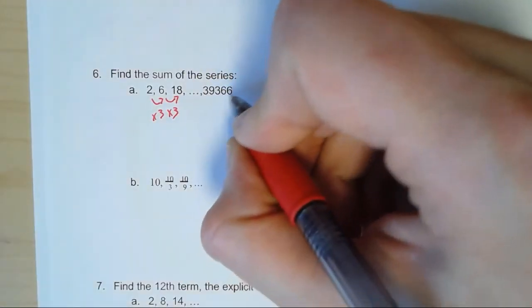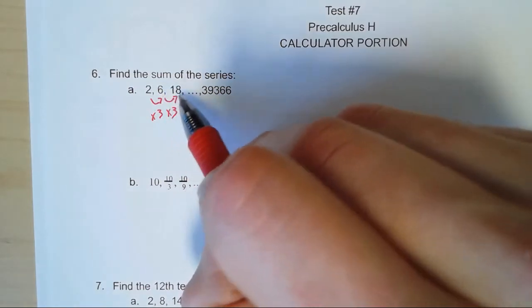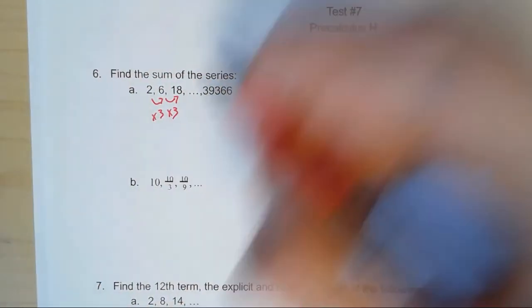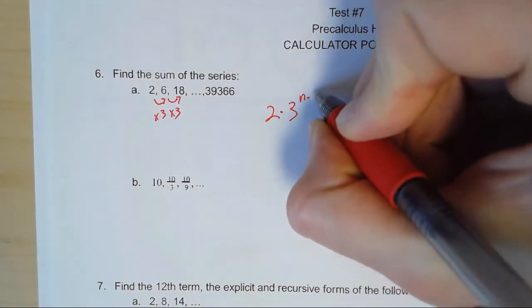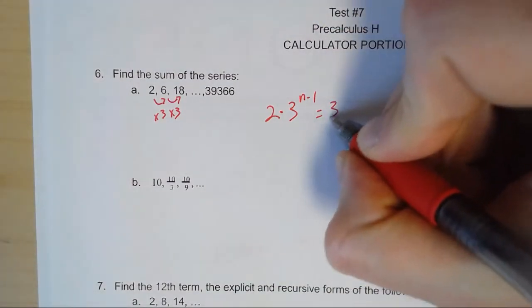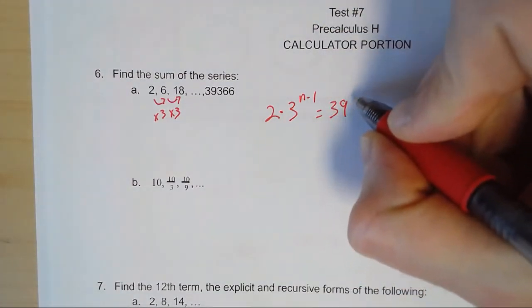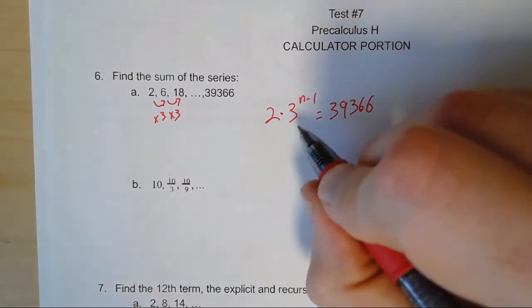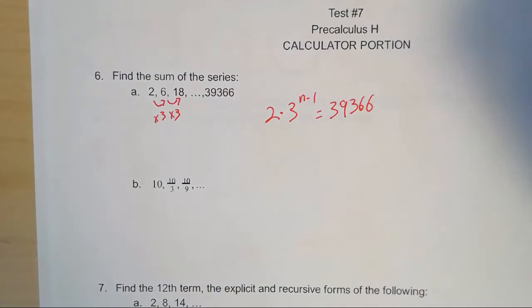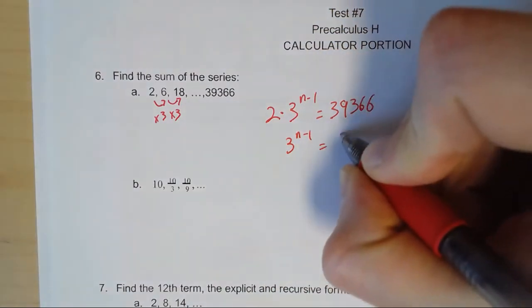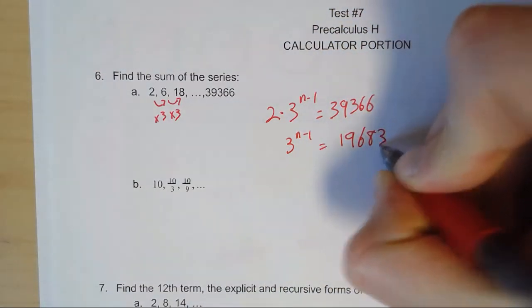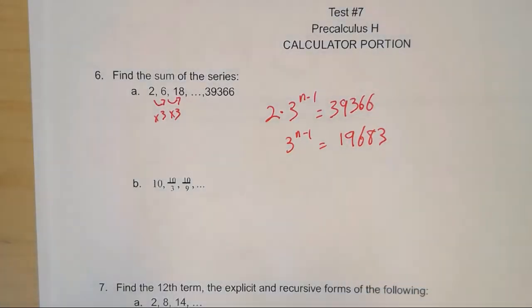And so what we have to do is figure out, all right, 2 is the first term, 6 is the second term, 18 is the third term. What term is this? Well, we would get that by multiplying 2 by 3, n minus 1 number of times. So we set that equal to 39366. And we're going to work on solving for what this number is. So we'll divide that number by 2, 39366 divided by 2. So we have 3 to the n minus 1, and so we have 19683.